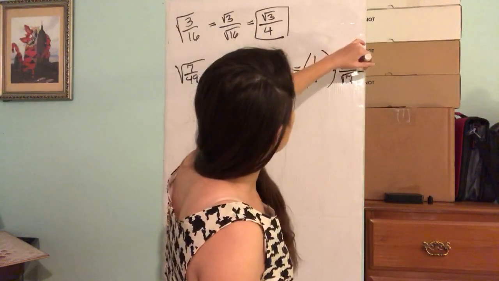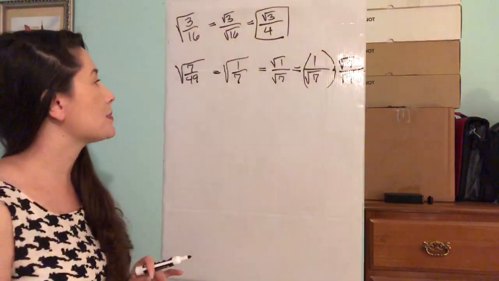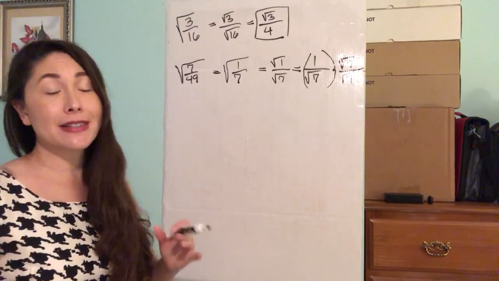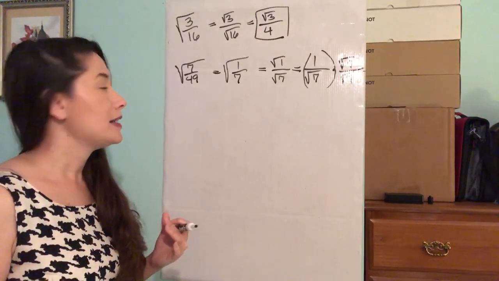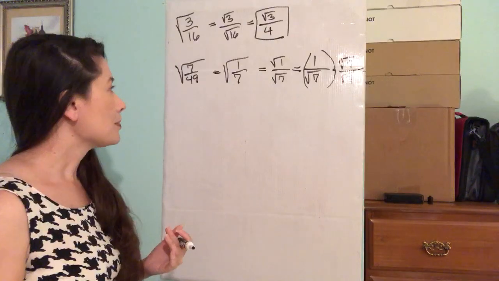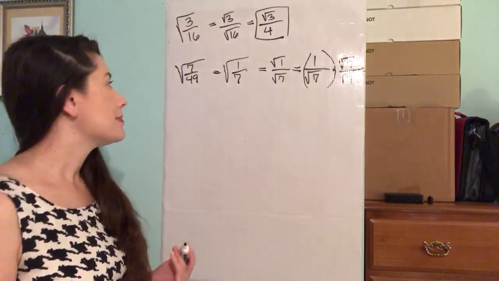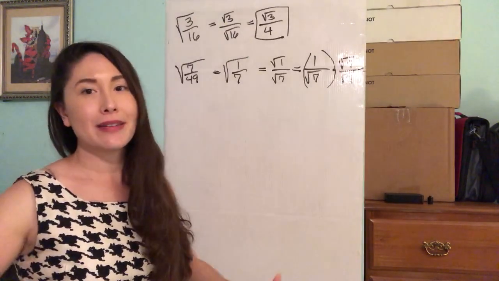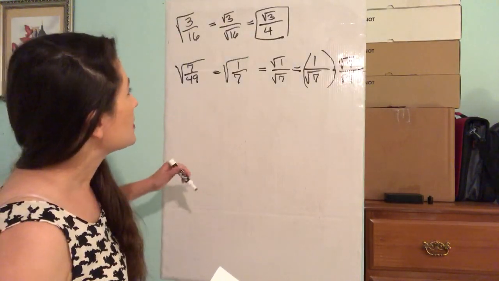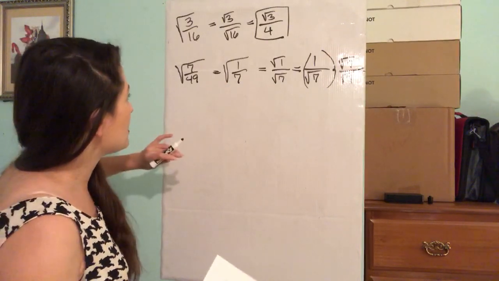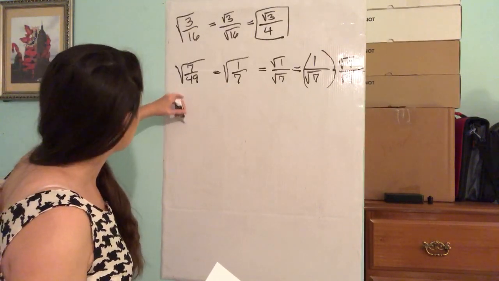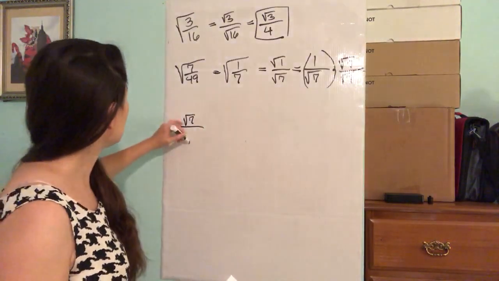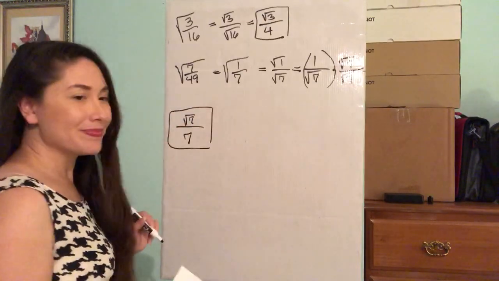Now this is totally okay to do. We're not breaking any math rules by doing this, because essentially the square root of 7 over the square root of 7 is equal to 1, and multiplying a number by 1 does not change its value in any way. Okay? So we're going to multiply top and bottom. 1 times the square root of 7 is just the square root of 7. The square root of 7 times the square root of 7 is 7. And that is our final answer.